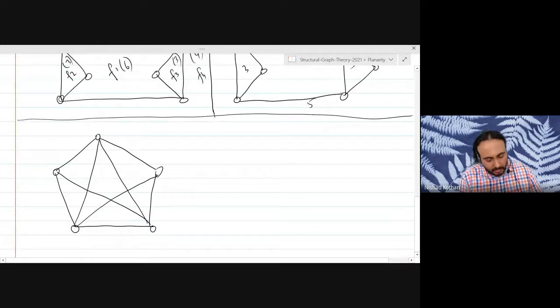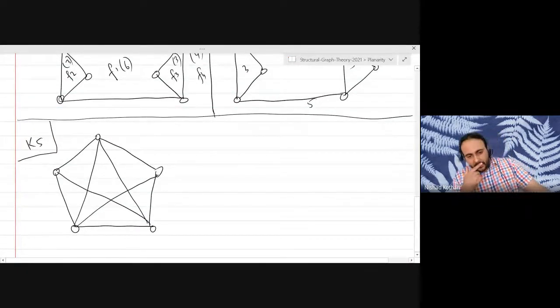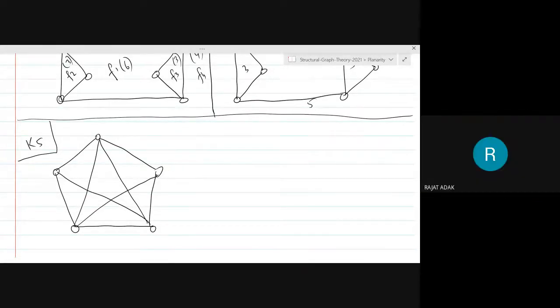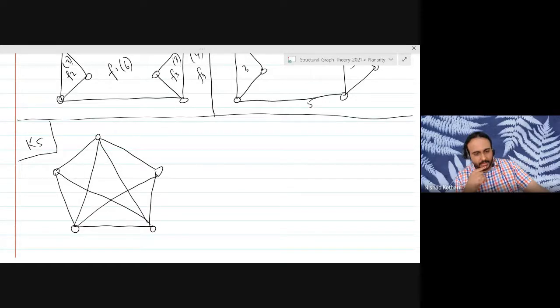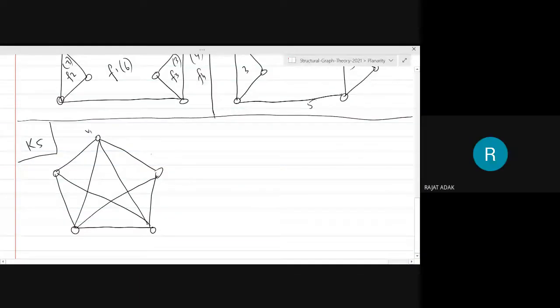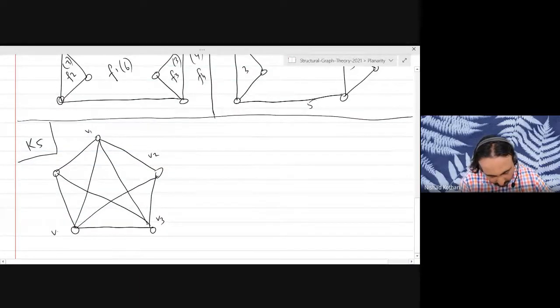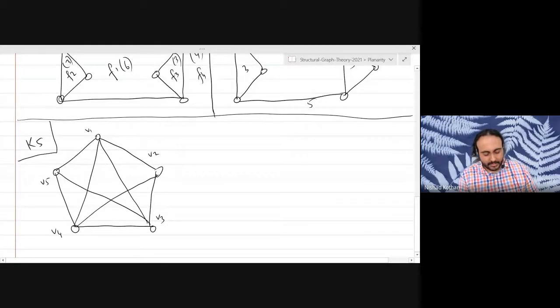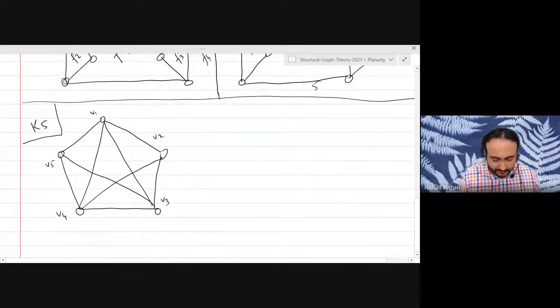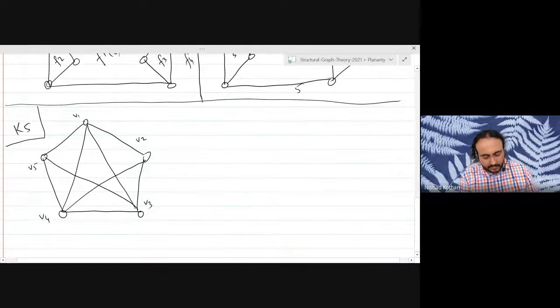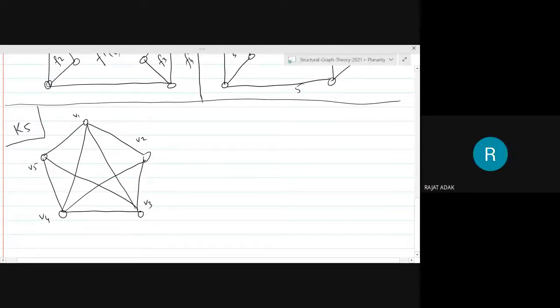Okay, so now let's talk about K5. Can you draw a planar embedding of this graph? I think it is possible to draw a planar embedding. Let's first try to draw it and then see if we fail. Can you just mark the vertices? Okay, so I marked the vertices V1 to V5. Go ahead, Rajat. First take the cycle V1, V2, V3, V4, V5 as it is.